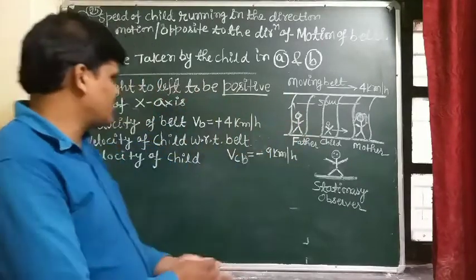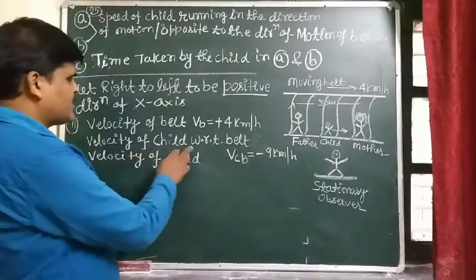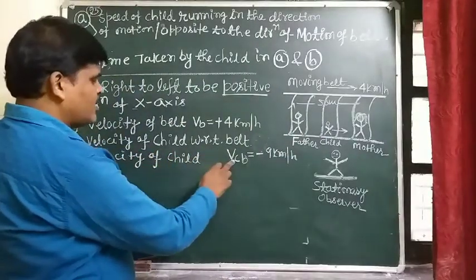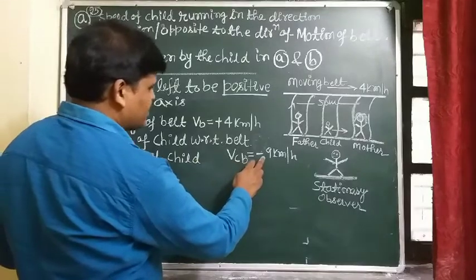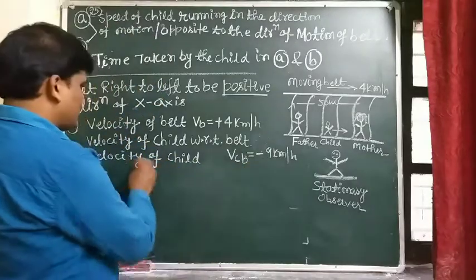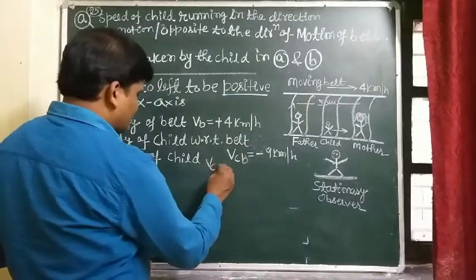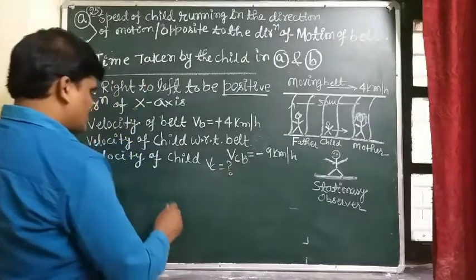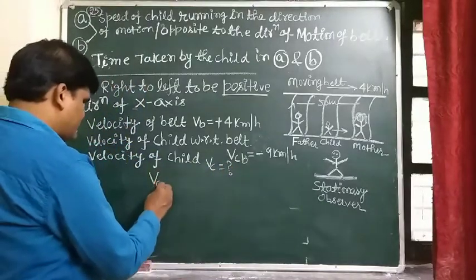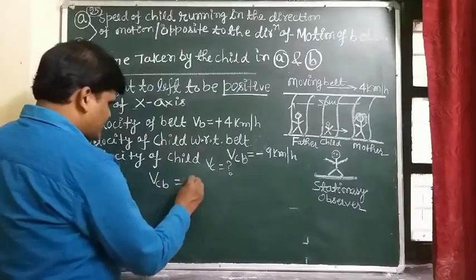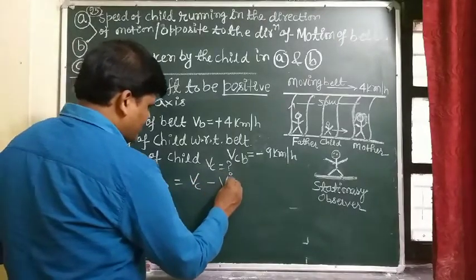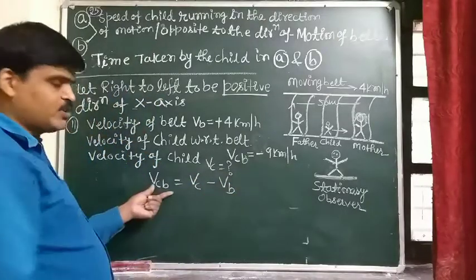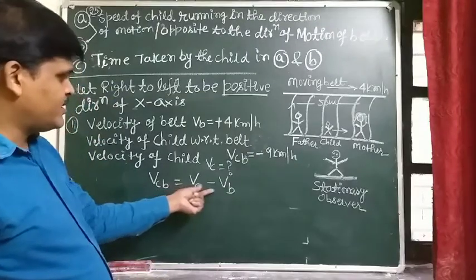So it is taken to be negative. Here the velocity of the child with respect to the belt, VCB, is 9 kilometer per hour, and we have to find VC, the velocity of the child, in this case. So again we use the formula VCB, which is VC minus VB, the relative velocity of the child with respect to the belt.